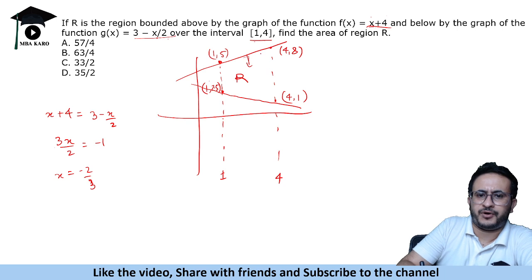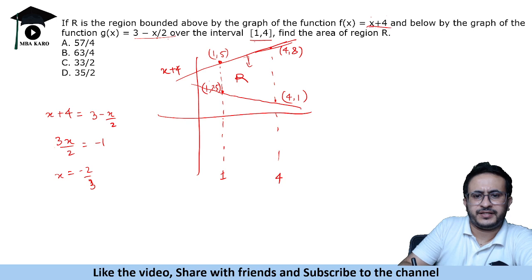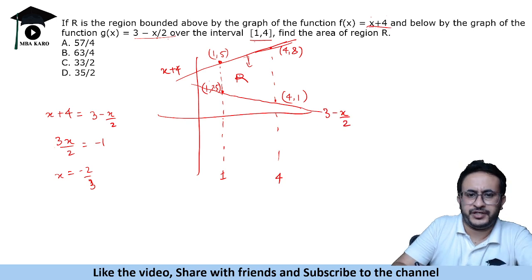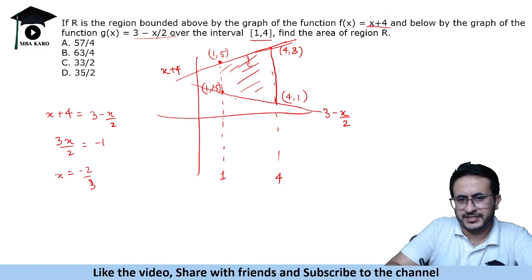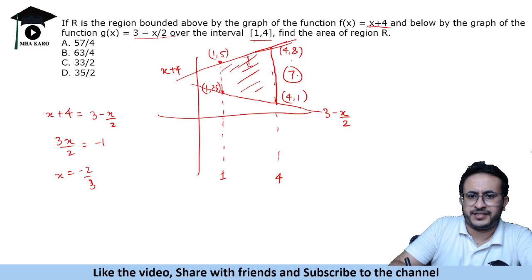It is bounded above by this line, that is x plus 4, and below by the function g, that is 3 minus x upon 2. So we need to find the area of this region. So this is a trapezium. This distance is 7, from 1 to 8, and this distance is 2.5, from 2.5 to 5.